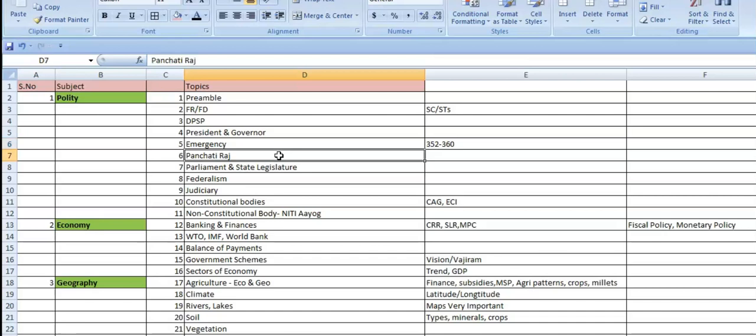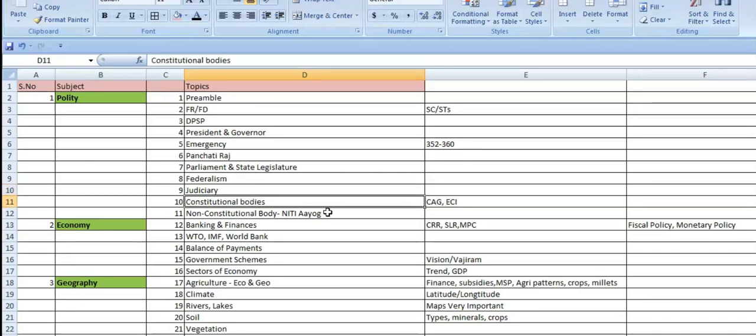Next one is the Panchayati Raj. Yes, it is very, very important, and every year a question is asked on Panchayati Raj. Parliament and state legislature, federalism, definitely. Judiciary, Supreme Court, High Court, their duties, their powers, their responsibilities, their jurisdiction, everything.